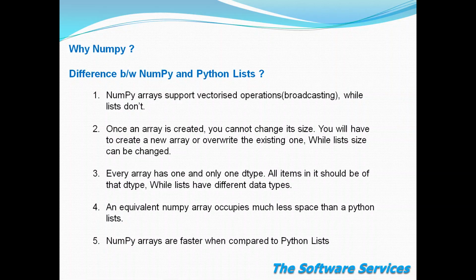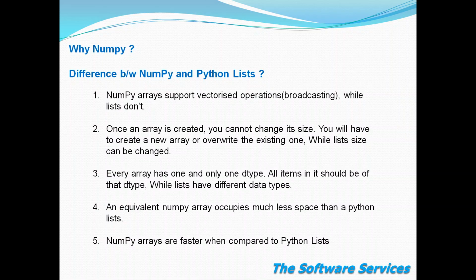And then the next difference is that in a NumPy array, all the elements are of the same data type, but a list will accept different data types also: floats, ints, strings. Lists will accept those different data types, but NumPy accepts only one data type in an array, and that is a significant difference.